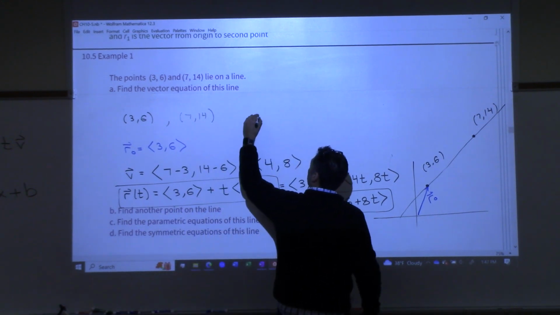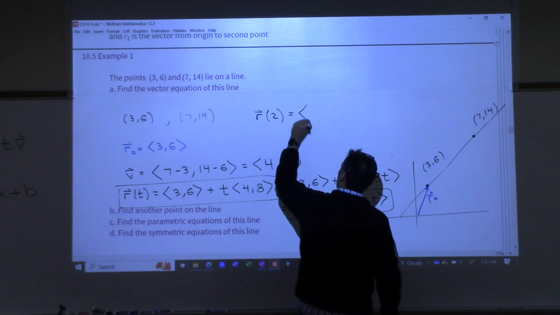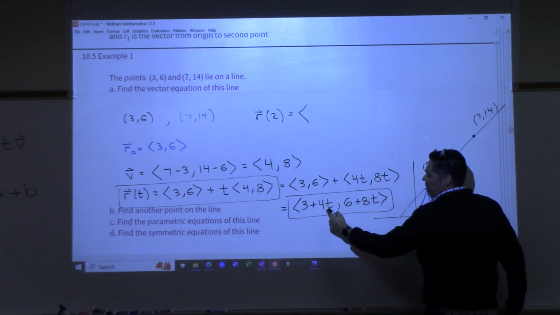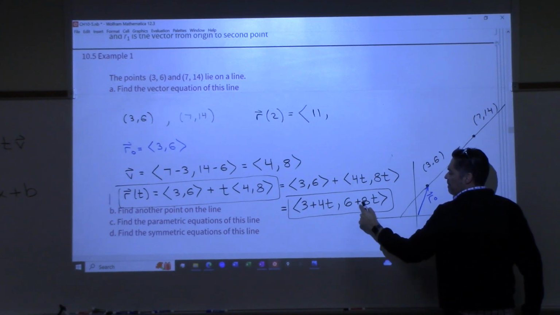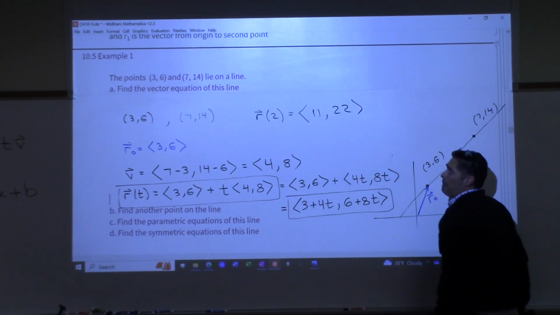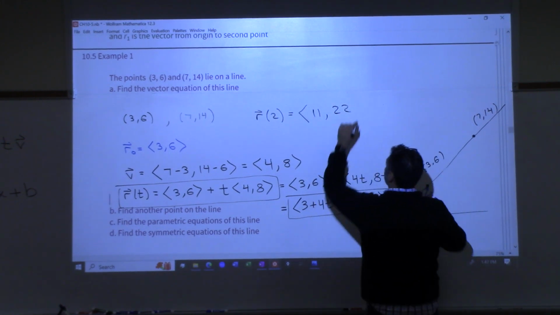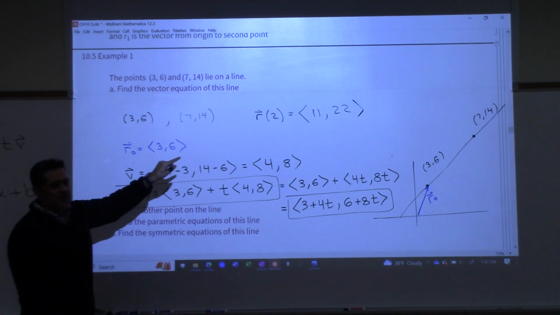So let me just do one specific example. Let's do r of 2. This will generate the vector, let's see, 2 goes in here, right? 8 plus 3 is 11. And then 2 goes in here. 16 plus 6 is 22, right? Everyone understand what I'm doing there? Okay, that is a vector, right?